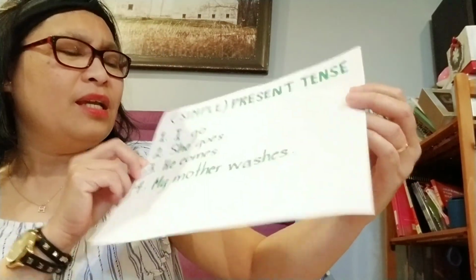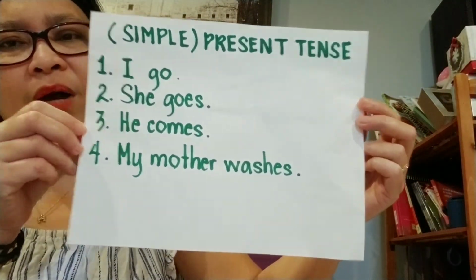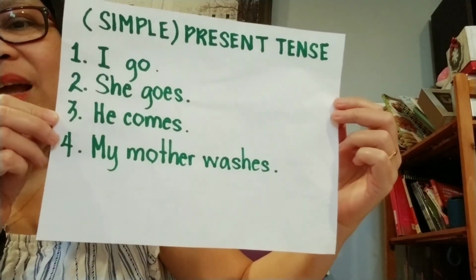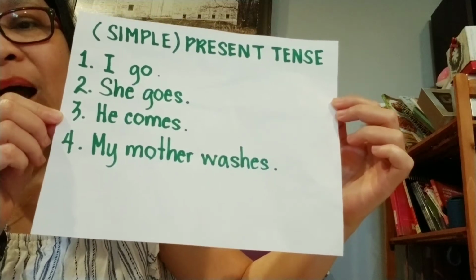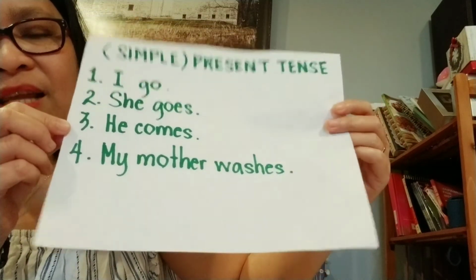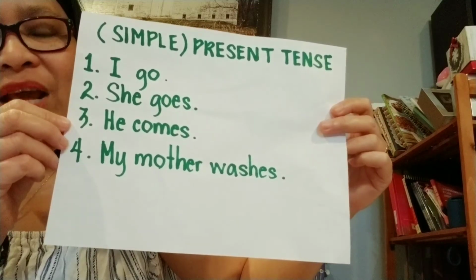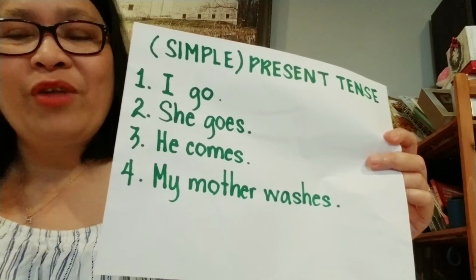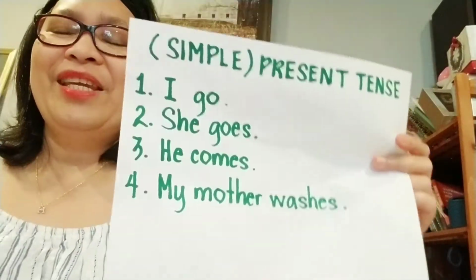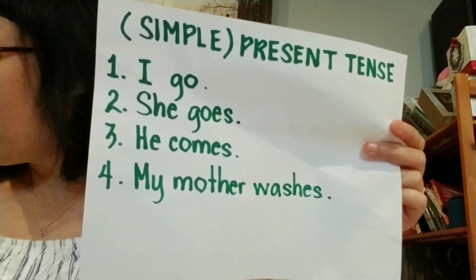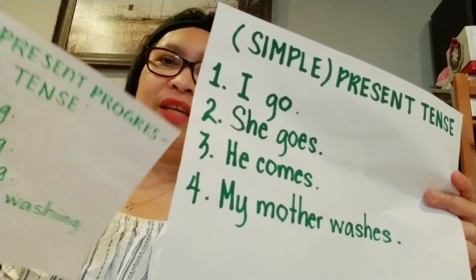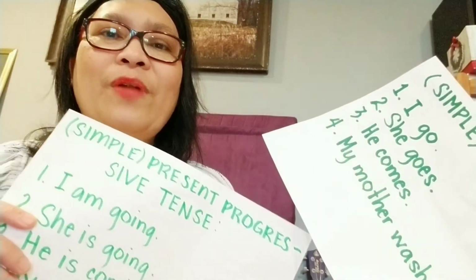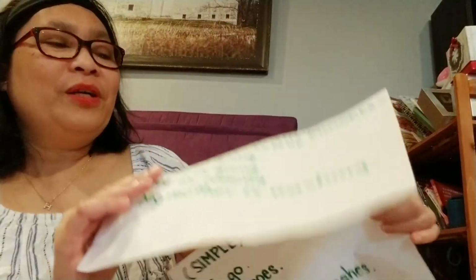So I made 4 examples here. Number 1, I go. Number 2, she goes. Number 3, he comes. Number 4, my mother washes. So these sentences are in the simple present tense of the verb, right? Anyway, we have already discussed the simple present tense of the verb in my previous video. Now, let us compare the significant difference between the simple present tense and the simple present progressive tense of the verb.